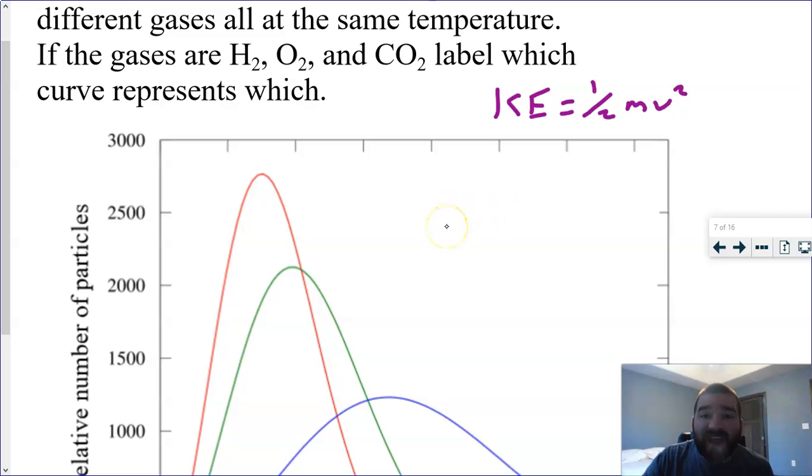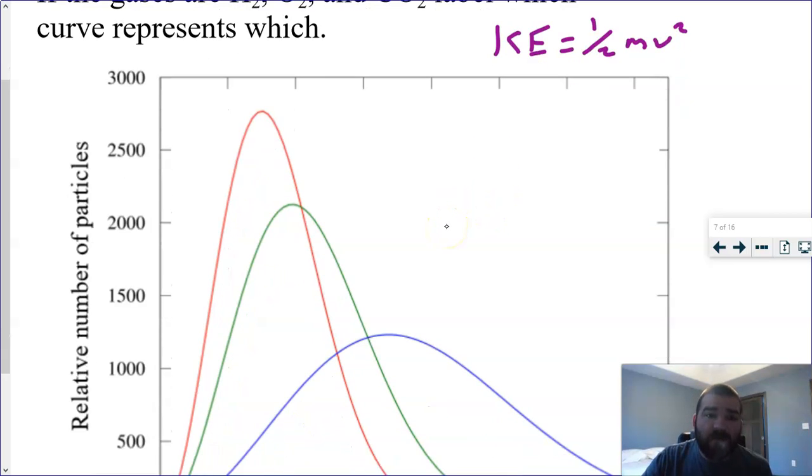Less mass, faster particles. So the red curve, which is representing the slowest average velocity, is our CO2, the one with the greatest molar mass. The middle one here is oxygen. And the fastest one, the one with the highest average velocity, is hydrogen.